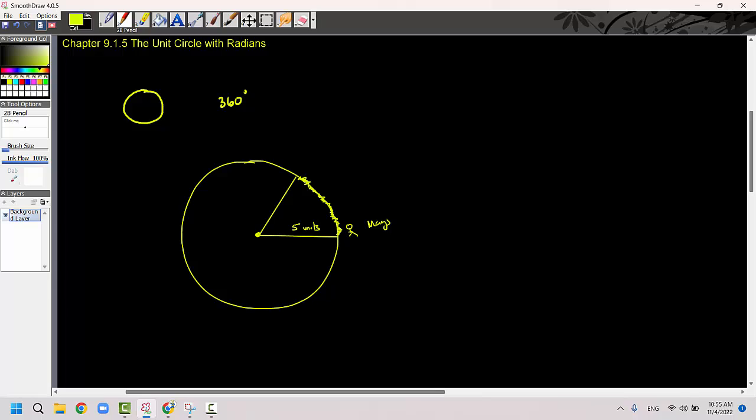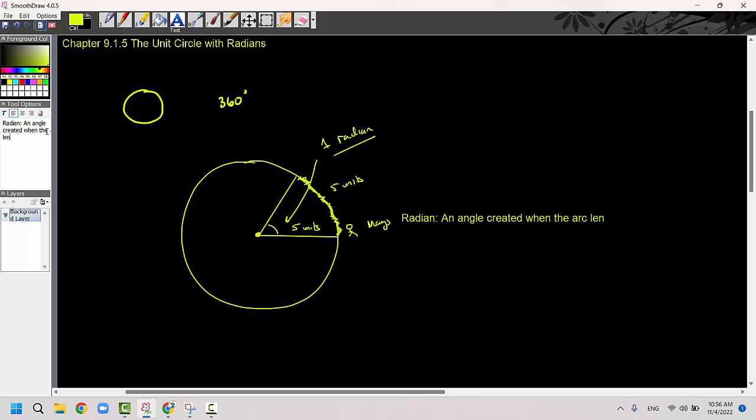And because the 5 units of arc length and the 5 units of the radius were equal, when we had an angle that was based on the length of the radius and the arc length being the same, this angle created was called 1 radian. And I'll go and type in that definition for you. A radian is an angle created when the arc length and radius of the circle are equal.